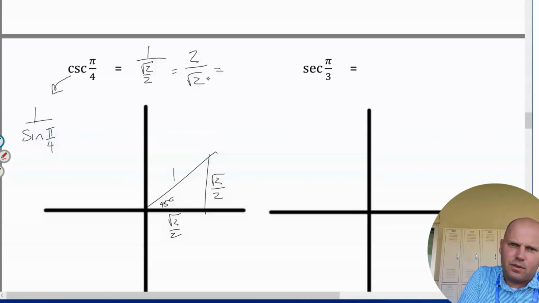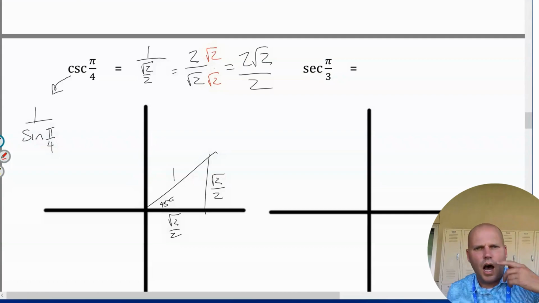How do you get that? There's so many ways. You could actually write this as root 2 times root 2 over root 2, and then boom, you get your answer root 2. You could also rationalize, and you get 2 root 2 over 2. And then that simplifies to be root 2. Lots of different things you can do.